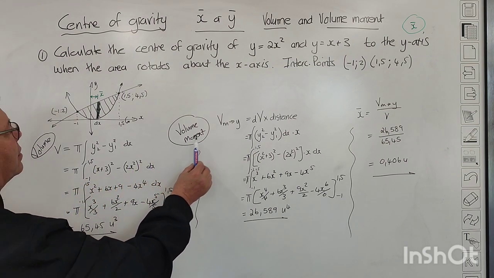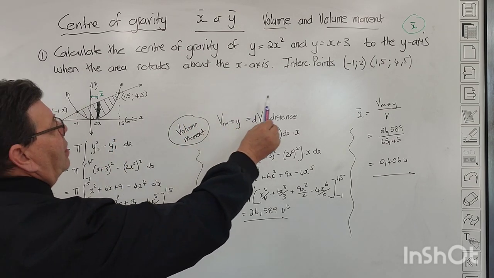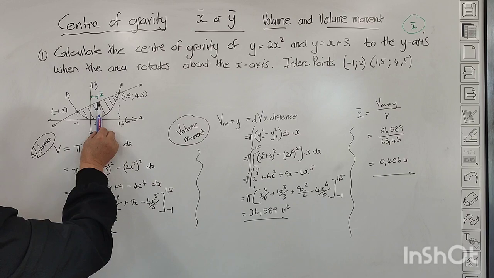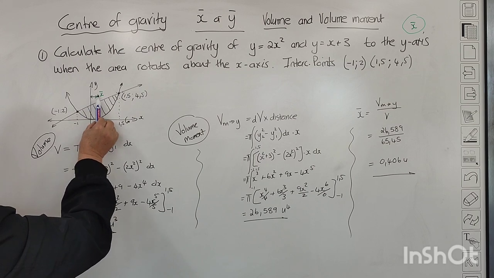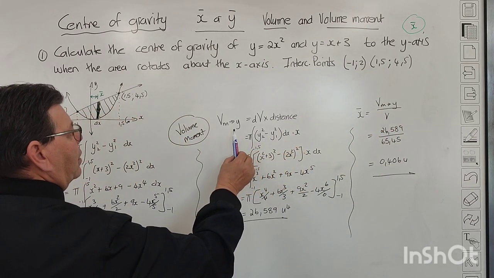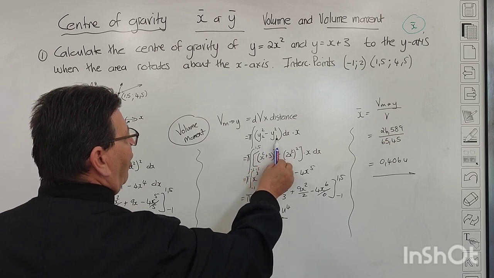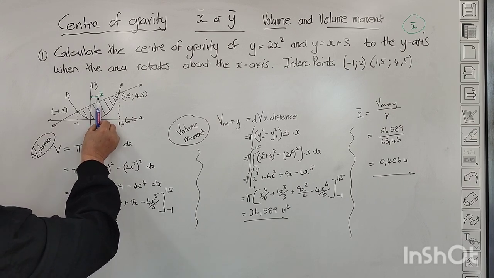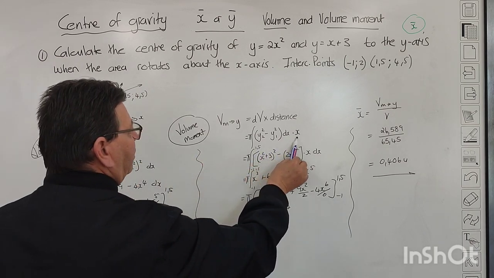For my volume moment, they say the volume moment will be towards the y-axis, so I need to find the distance from this point towards the y-axis. So I'm going to calculate the x value eventually. The volume moment is the volume times the distance. So I will have my equation for volume times the distance. Now you'll see that my strip is dx, and I'm moving this whole strip towards this part, so it will be a full x value that I multiply this with.